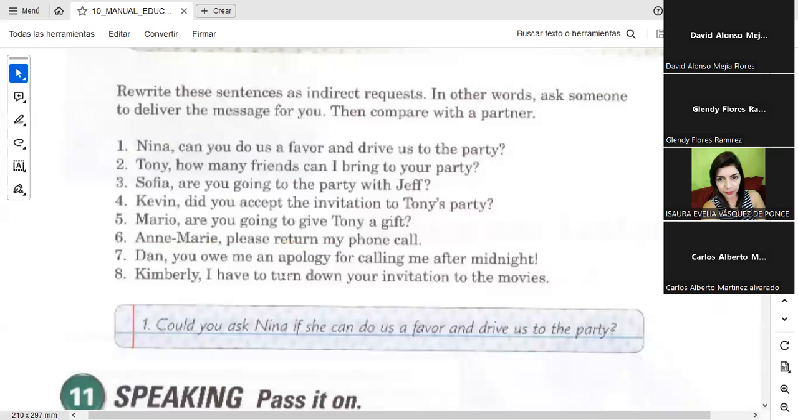So I will send you in groups of three, and I will give you like 15 minutes, and you will write, for example, Tony, how many friends can I bring to your party? If you have your manual over there, which is handy, you will be able to see it from there and write your answers in your cuadernito. Discuss how you would ask someone else to pass a message. We write sentences as a request, como lo hicimos, okay? Comprende? Yes, teacher.